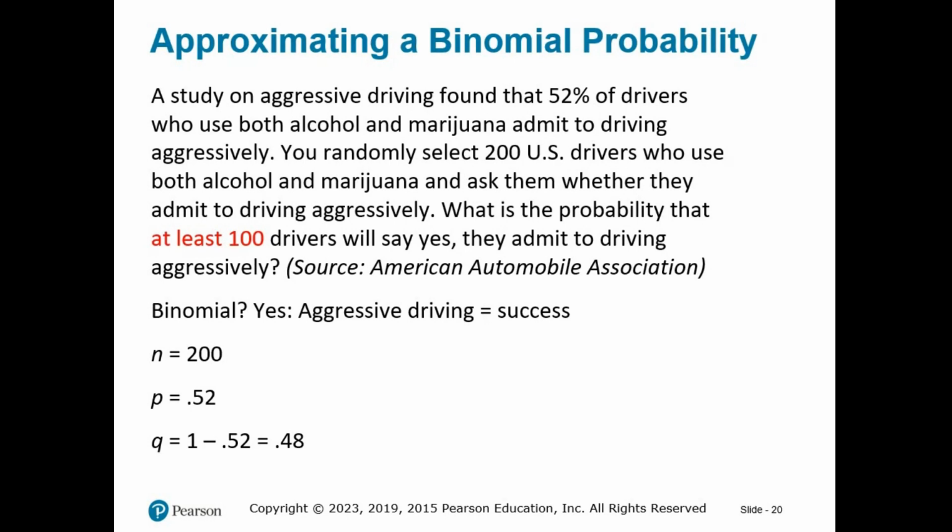Okay, so first we need to verify that it is a binomial experiment. Yes, the subjects either say yes or no. Aggressive driving is equal to success in this experiment, and they gave us a 52% chance of success. So P equals 0.52 and Q equals 0.48. Our sample size N is 200, and since the fact that I answer yes does not affect whether you say yes, the trials are independent.